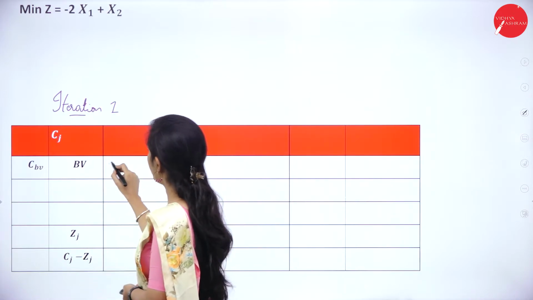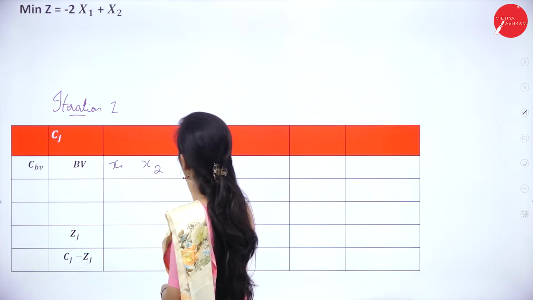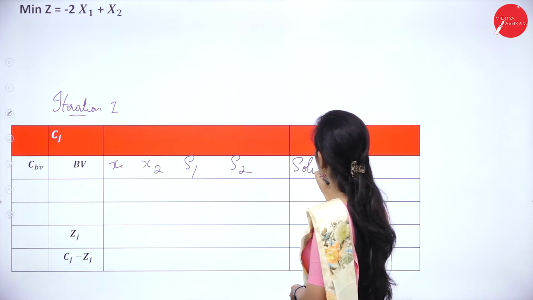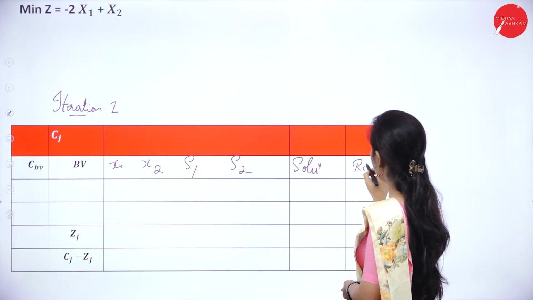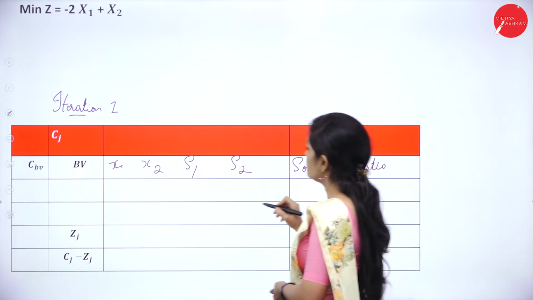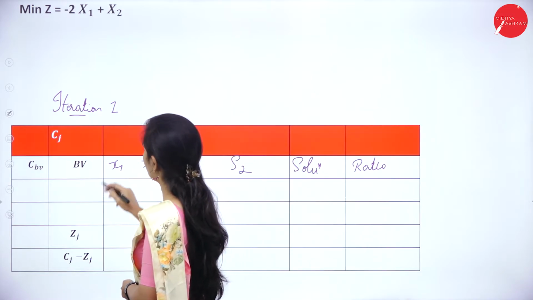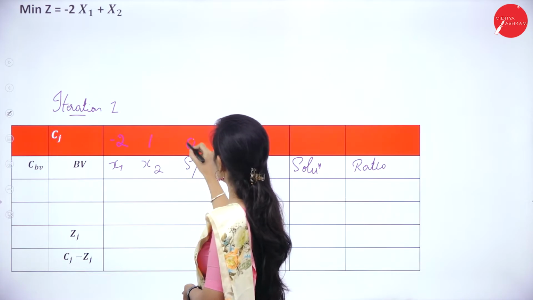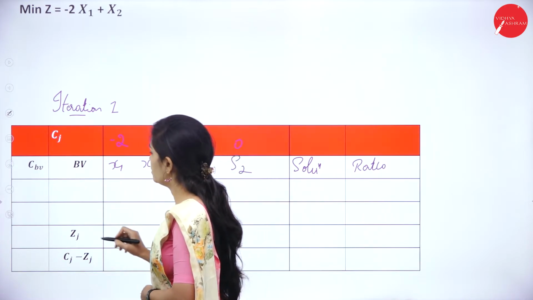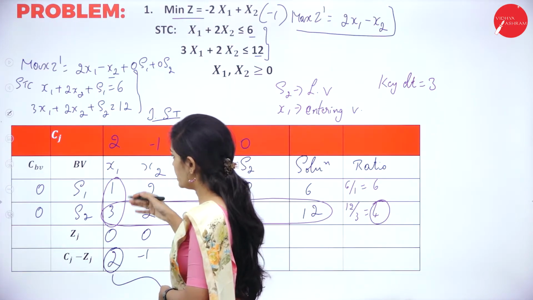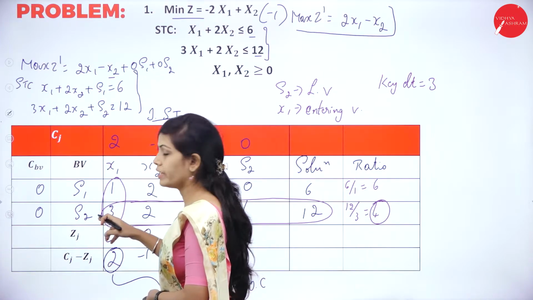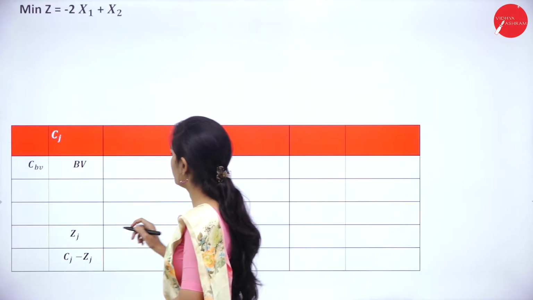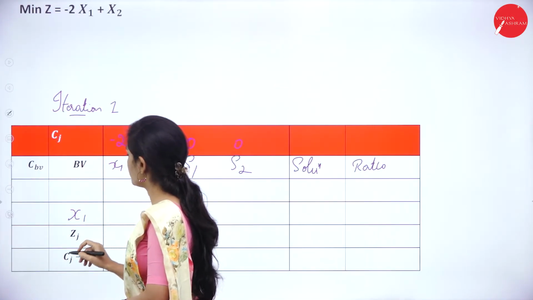So again, write the basic variables x1, x2, s1 and s2, solution and ratio. The objective function coefficients are -2, 1, 0 and 0. So here the entering variable is x1 and the leaving variable is s2. In place of s2, I will write x1. x1 is my entering variable.